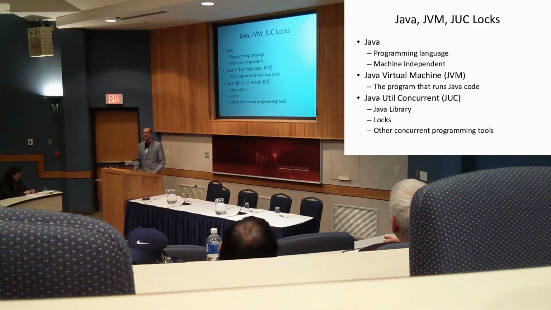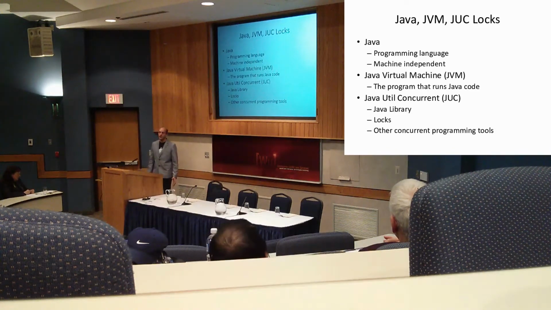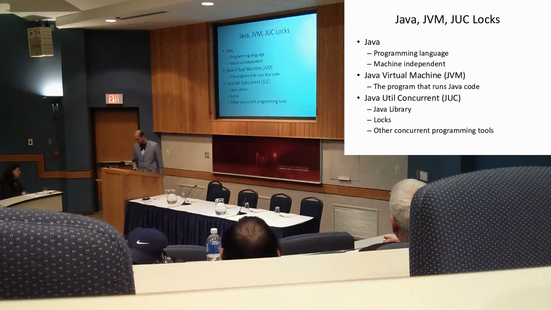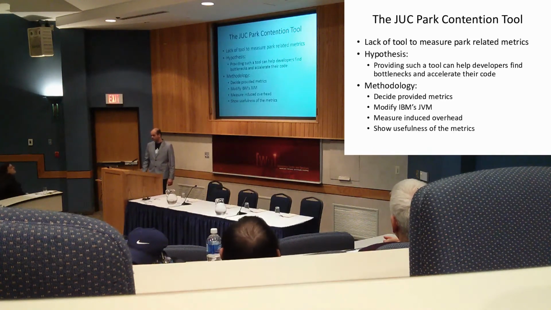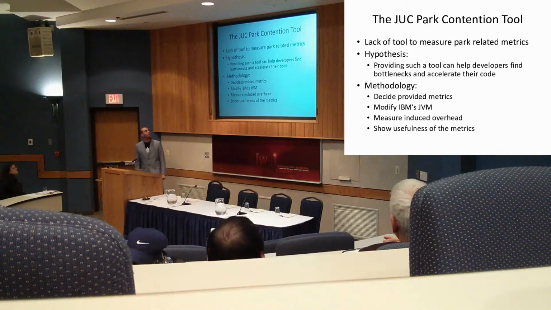One of the main things in there are JUC locks, and these are the locks that we're trying to monitor and find bottlenecks with. There are also other interesting concurrent programming tools, and we're also gathering data on that, but that's for another topic, another day to discuss. So this is what we did.